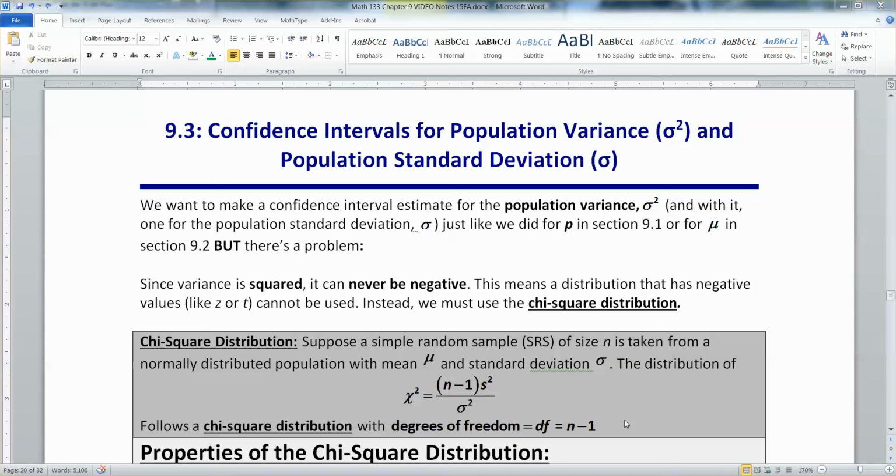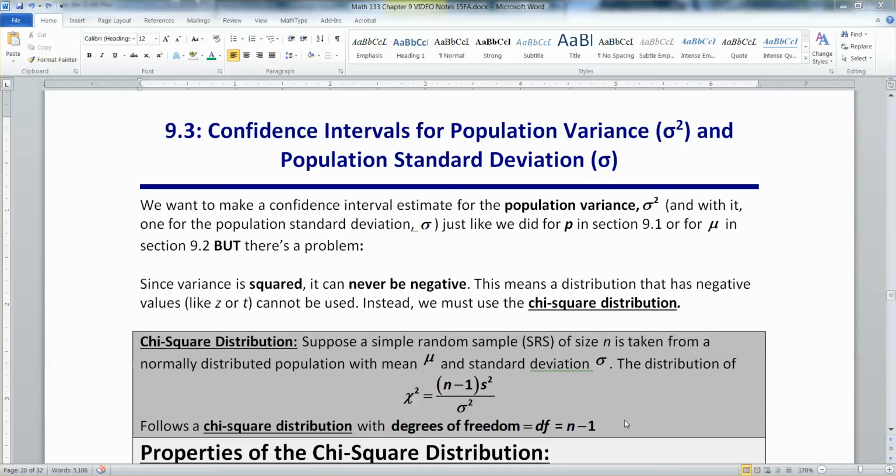In section 9.3, we want to be able to make confidence intervals for the population variance and the population standard deviation, right? They kind of go hand in hand because one is just the square of the other. So if you made a confidence interval for one, you've basically made the other one as well. But we did that for proportions p in section 9.1. We did it for mu in section 9.2, but there's a big problem.